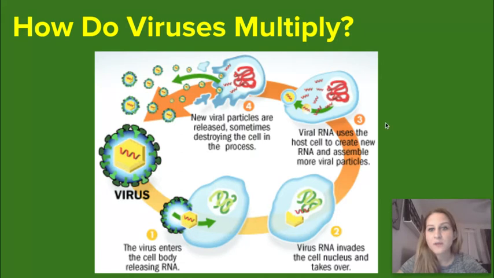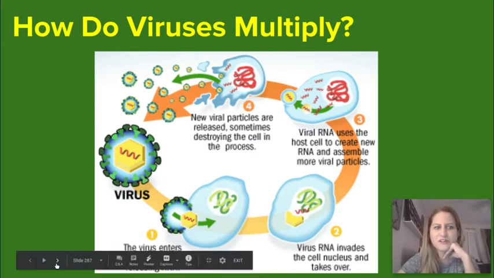Step 3, right up here. Viral RNA uses the host cell to create new RNA and assemble more viral particles. So now we see more viral particles are being made in this process. You can see they're multiplying. And then lastly, number 4, new viral particles are released, sometimes destroying the cell in the process. So often when these viral particles expand from the host cell, it ends up dying in the process. So it can be very dangerous.